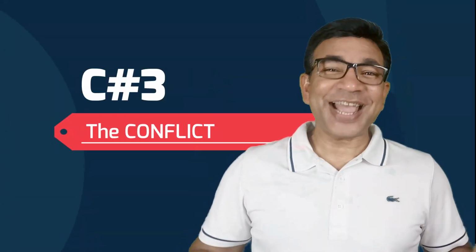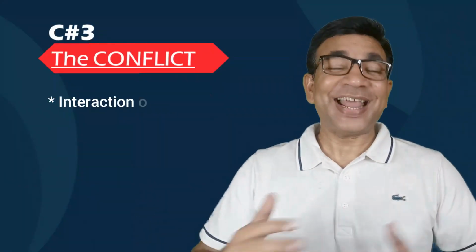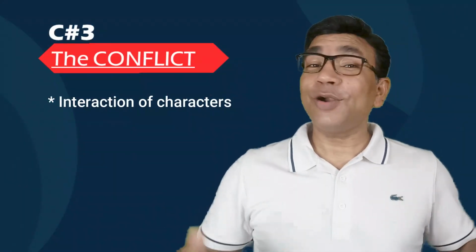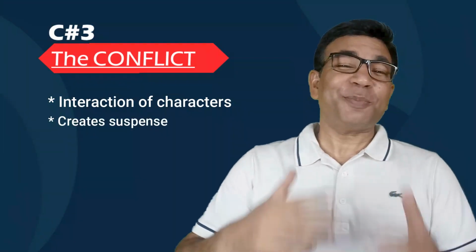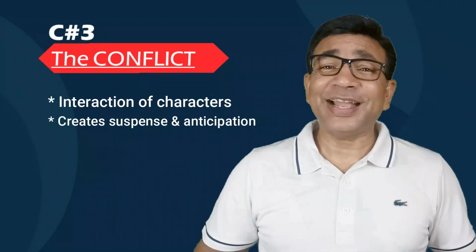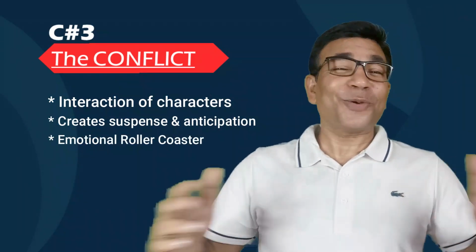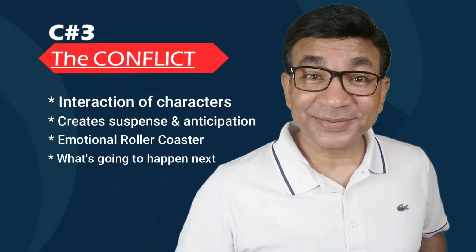The third C stands for the conflict. Conflict develops when the characters interact with one another or the circumstances. Conflict creates suspense and builds up anticipation. Conflict is the throbbing heart of your story that takes your audience on an emotional roller coaster because it keeps them thinking what's going to happen next.